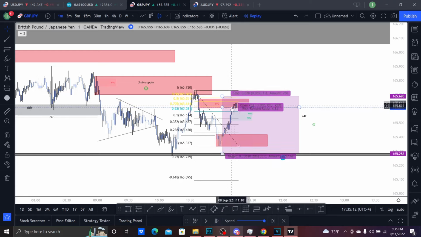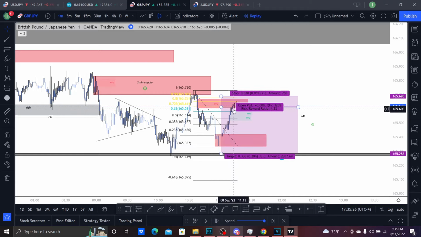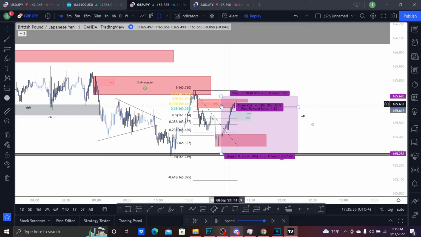Kind of did engulf this previous candle, but not entirely because of the wick, but it did engulf the body, so I counted it, and then I entered pretty much on the break of this candle's low. So as you can see, price did wick down. We were in a little bit of profit, and then we ended up coming a little bit back up. So that's why I end up giving my trades a little bit of room. Like if I had my stop loss just straight above here, I would have got stopped out. That's why I have it a little bit above the zone.